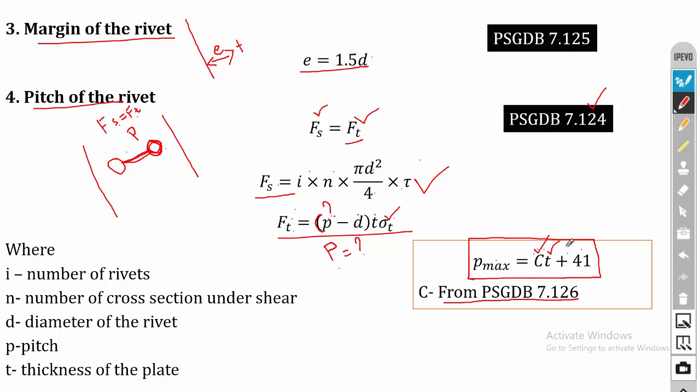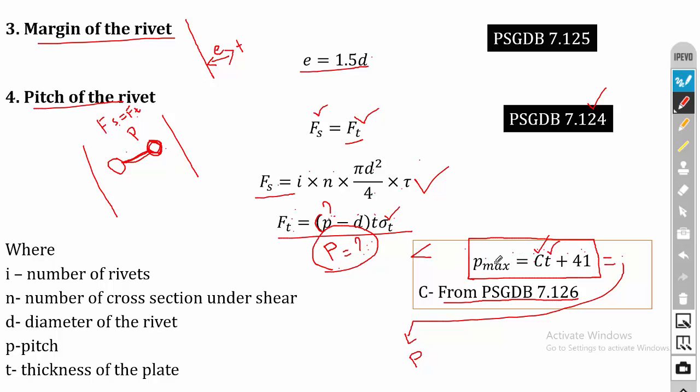Then this T is the thickness of the plate plus 41. Okay, so we have to calculate the P maximum value, and your calculated pitch value should be less than the P maximum value. If it is not less than the P maximum value, then you have to use the P maximum value as the pitch value. So whichever is minimum, you can select it.